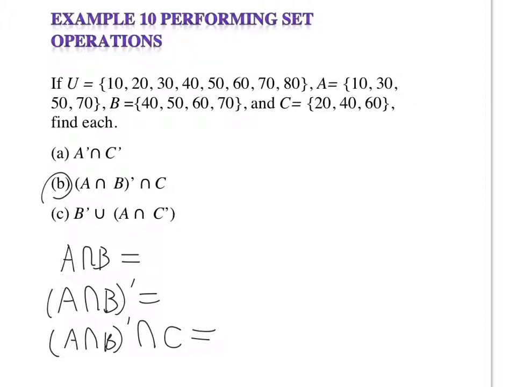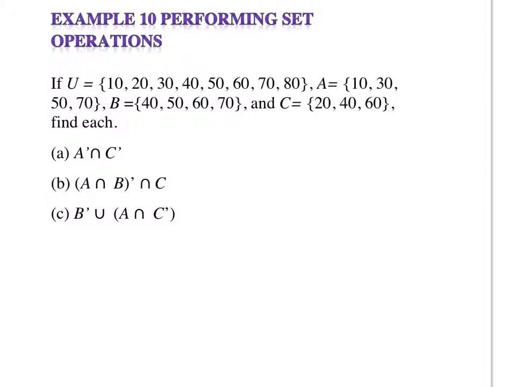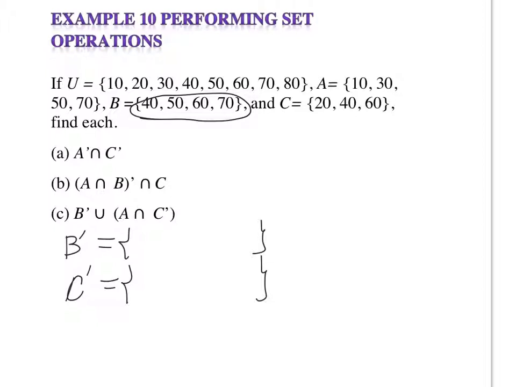Okay, so that's how you do number 2, and I will check your answers. And for number 3, you first need to find what is B complements. So again, the numbers that are not in B, but in the universal set. So you need to find out what that set is. And then next step is to find out what C complement is. Same thing. Which numbers are not in C but are in the universal set.